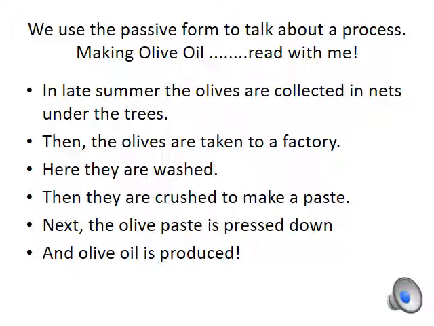In late summer, the olives are collected in nets under the trees. Then the olives are taken to a factory. Here they are washed. Then they are crushed to make a paste. Next, the olive paste is pressed down and olive oil is produced. Good.